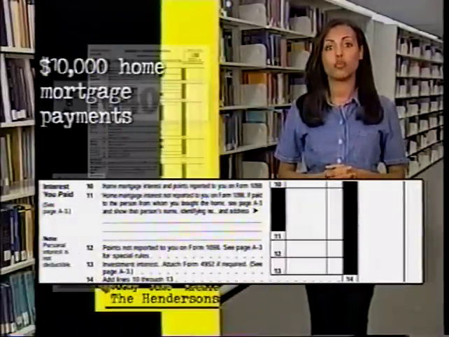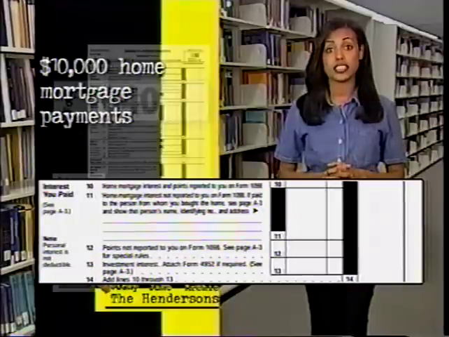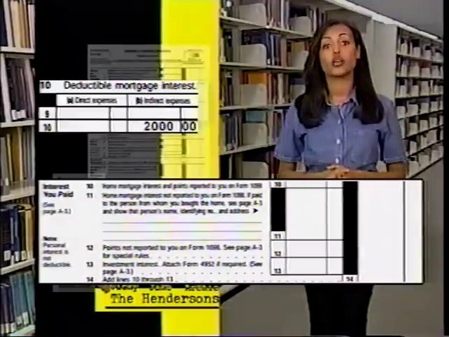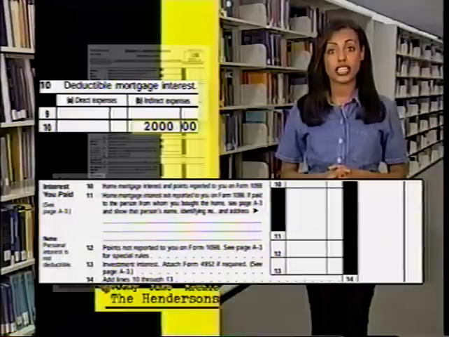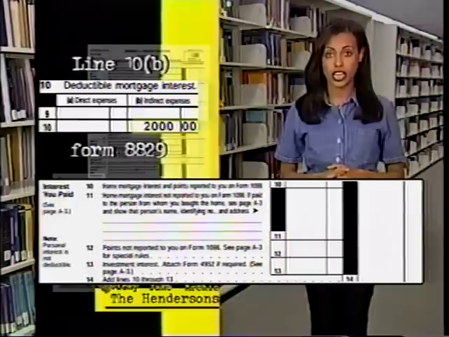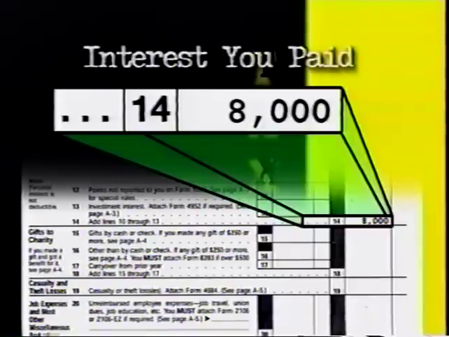The only interest the Hendersons paid last year, other than interest on credit card debt, was $10,000 of home mortgage payments. Their mortgage company bank sent them this information. Some companies send this info on other forms, not the official 1098, but the IRS does accept these substitute forms. However, notice the pattern. $2,000 was already deducted with Vicky's business expenses on line 10B, Form 8829, so only $8,000 can be deducted here. There are no other entries that apply, so we just write $8,000 here on line 14, and that's the interest you paid section.